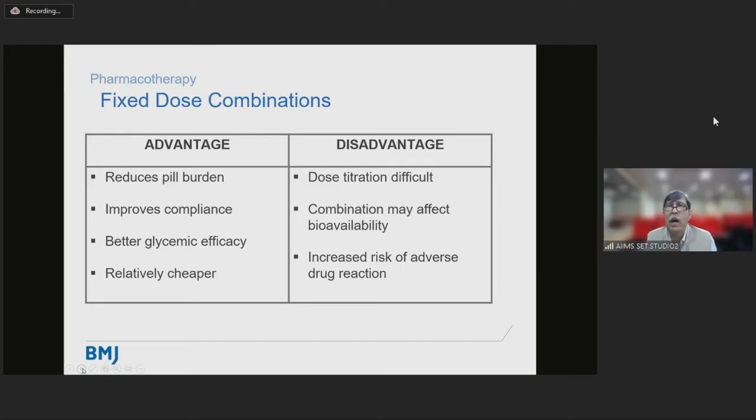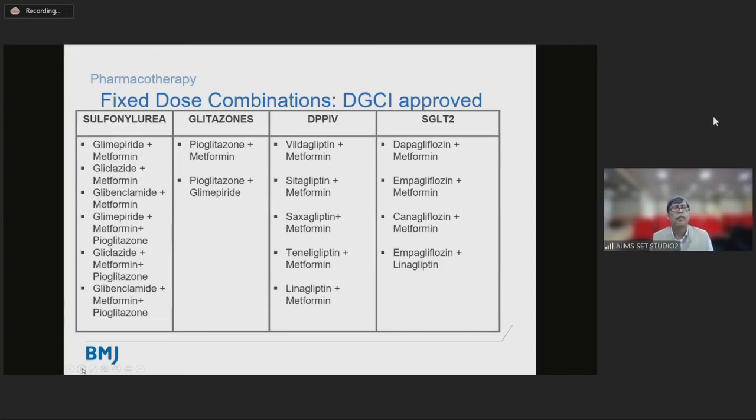Combinations may affect bioavailability. With a sulfonylurea-metformin combination, you want to give the sulfonylurea before the meal. If the patient doesn't tolerate the metformin, you give the combination after the meal. You don't want the sulfonylurea to start acting late. So I very often start with individual medicines, and once I reach a stable dose, I try out a fixed dose combination. I don't like trying FDCs to start with. There's a bunch available, but it's primarily glimepiride, gliclazide, glibenclamide with metformin. And there are some triple drug combinations, and I'm not a fan of triple drug combinations.